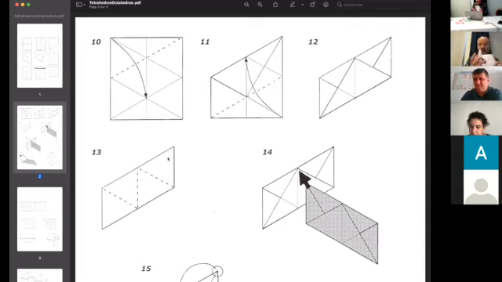And then this one doesn't have a pocket, but it folds in. And this one, well, the rest folds in. And then you have a tetrahedron.